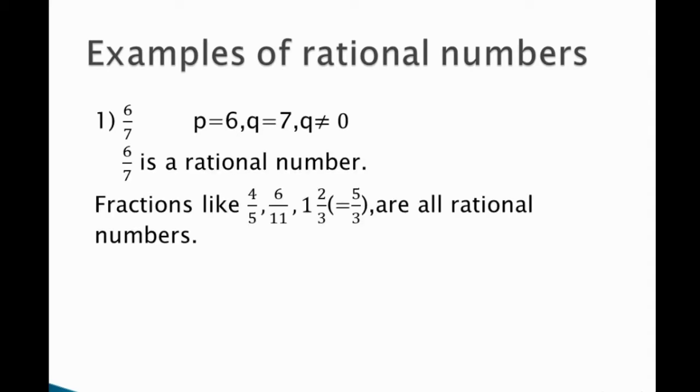6 by 7. Here p equal to 6, q equal to 7 and q not equal to 0. Both 6 and 7 are integers also. Therefore, 6 by 7 is a rational number. Fractions like 4 by 5, 6 by 11, 1 and 2 by 3 are all rational numbers.